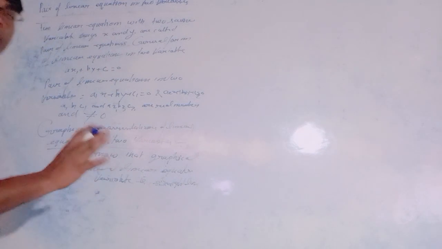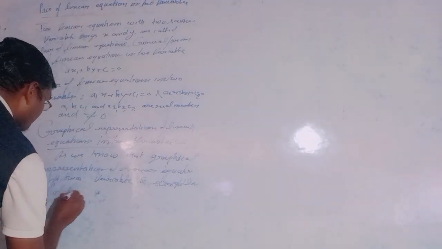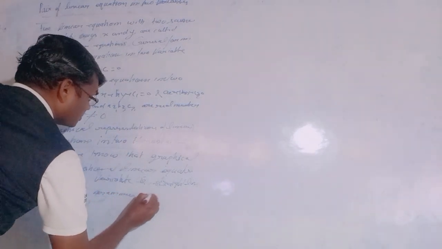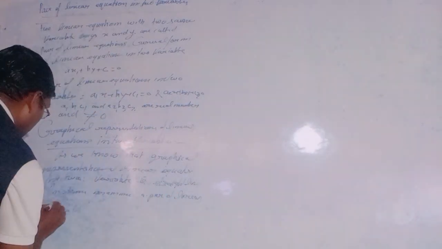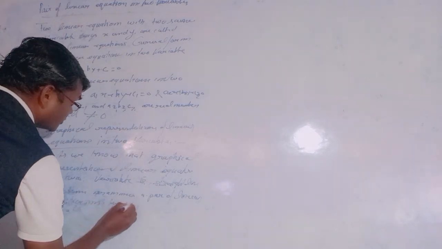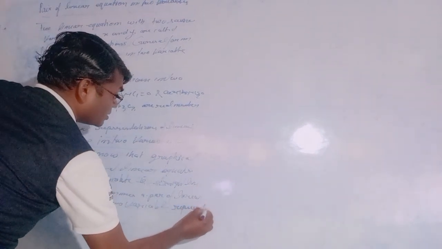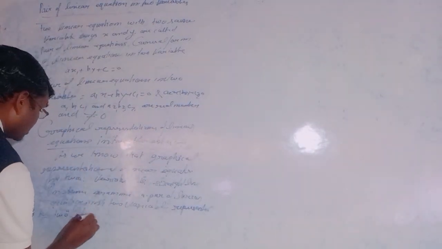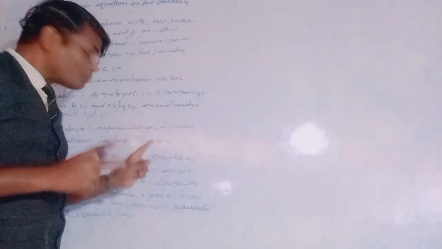We studied straight lines before. In the same manner, a pair of linear equations in two variables, taken together, is represented by two straight lines. A single linear equation in two variables represents one straight line, so a pair of linear equations in two variables represents two straight lines. Got it? These are the two statements.